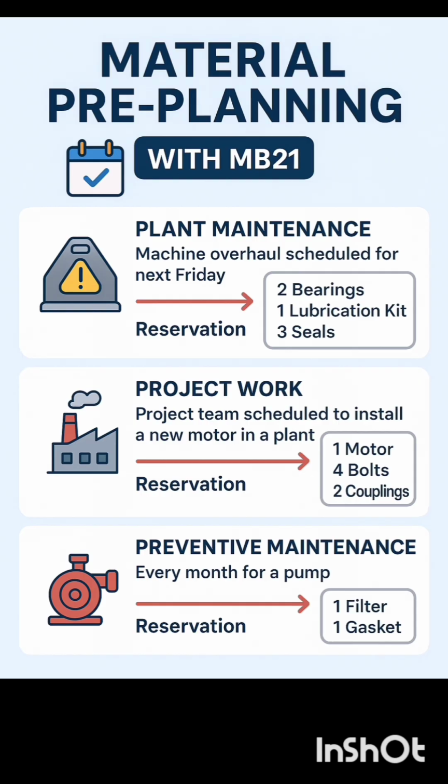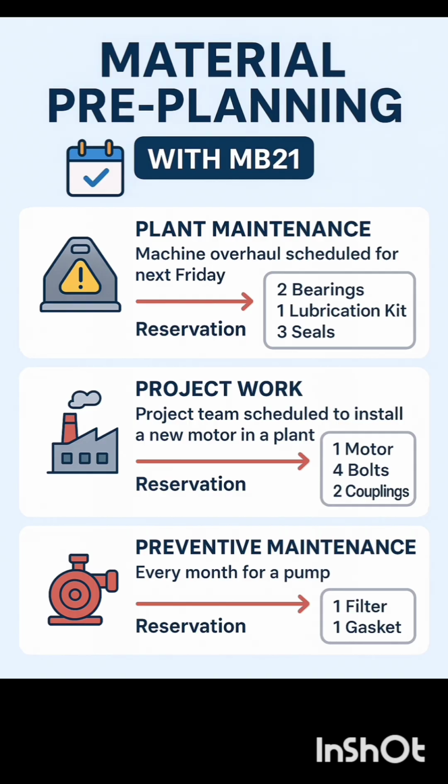Another example is project work, where they need 1 motor, 4 bolts and 2 couplings. So using MB21, the project manager will create a reservation for the planned installation date. In the last example, each time it requires 1 filter and 1 gasket for preventive maintenance of a pump.